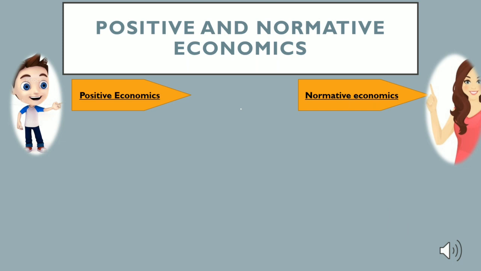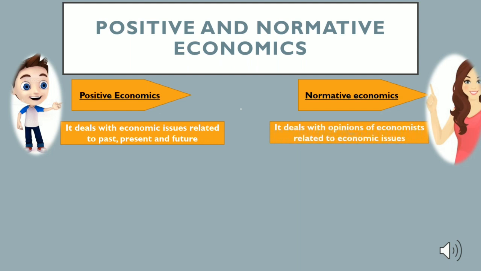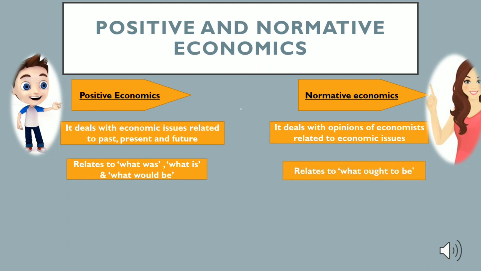So starting with positive economics, what it is basically: it deals with the economic issues or economic behavior related to past, present, or future. On the other hand, normative economics is something that deals with the opinions of the economists related to economic issues. In normative economics, we talk about the opinion, not what it is, right? When we talk about positive economics, then we are talking about past, present, and future issues. So it relates basically to what was, what is, and what would be. But on the other hand, if we look at normative economics, because it expresses an opinion, it relates to what ought to be, right?